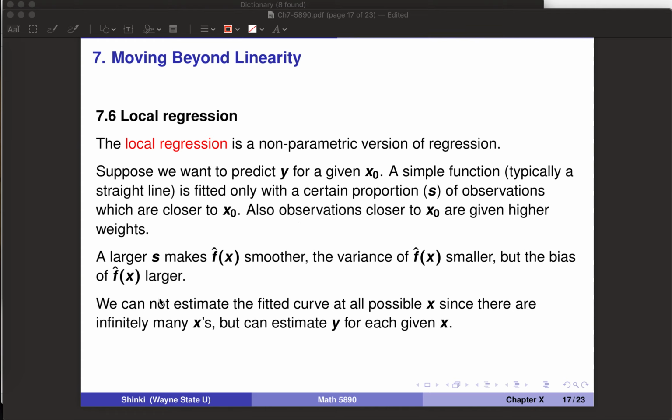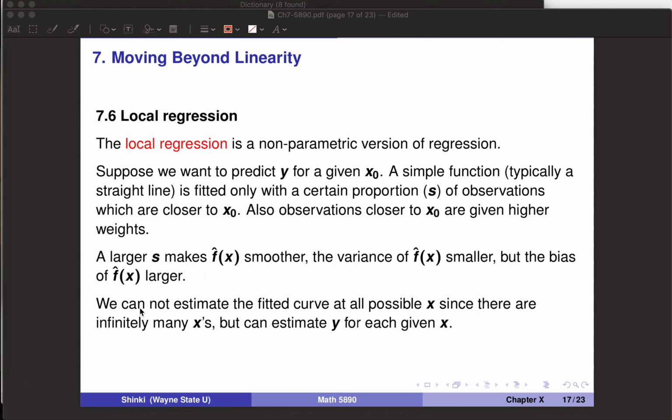On the other hand, if we use a small s, then f hat is bumpier and more volatile, so the variance is larger, but the bias is smaller. So we have a trade-off between large s and small s. S has to be optimized by cross-validation. S is a hyperparameter, so it has to be determined somehow, and usually by cross-validation.